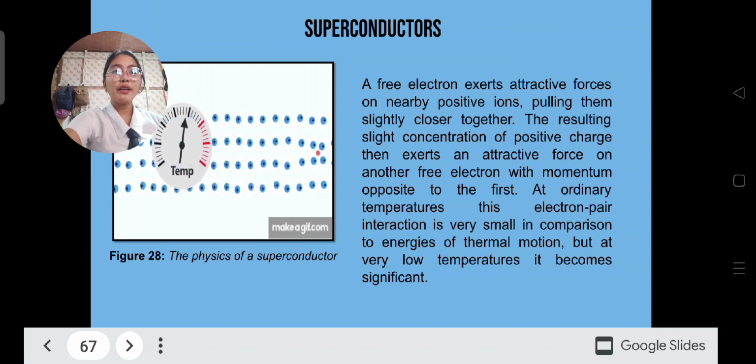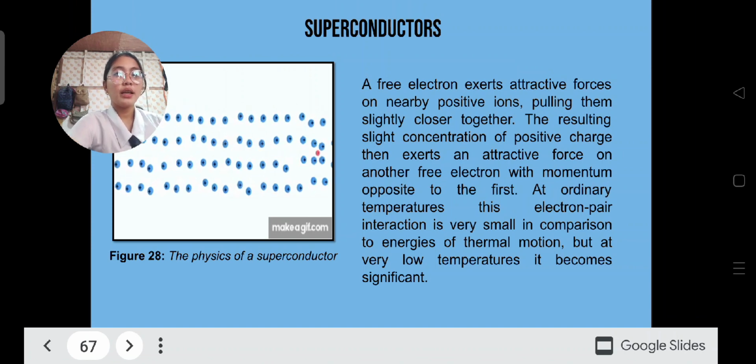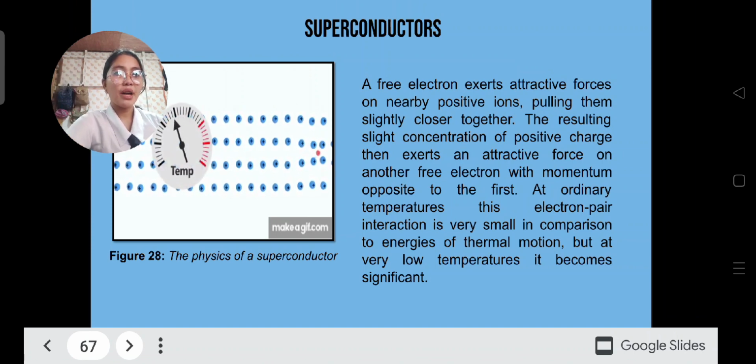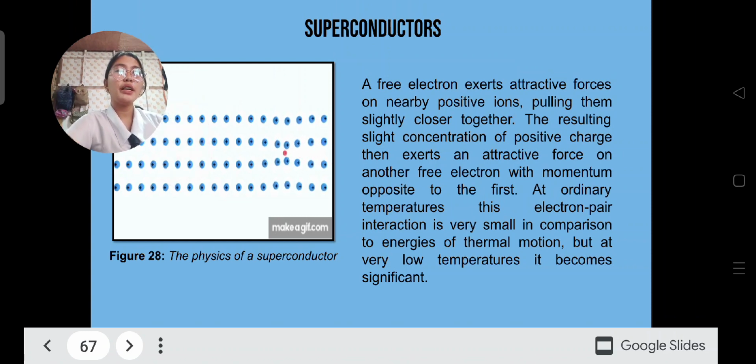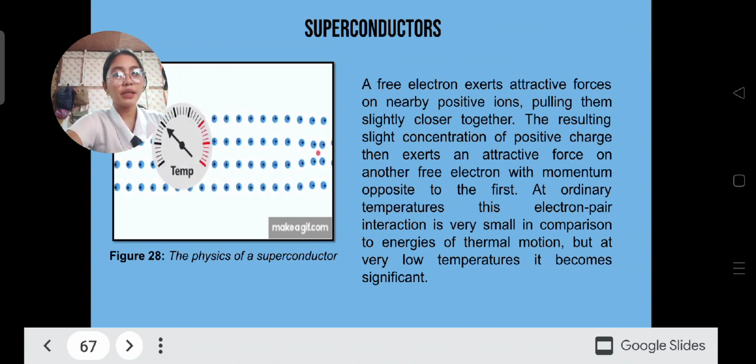So, a free electron exerts attractive forces on nearby positive ions, pulling them slightly closer together. The resulting slight concentration of positive charge then exerts an attractive force on another free electron with momentum opposite to the first. At ordinary temperature, this electron pair interaction is very small in comparison to energies of thermal motion, but at very low temperature it becomes significant.